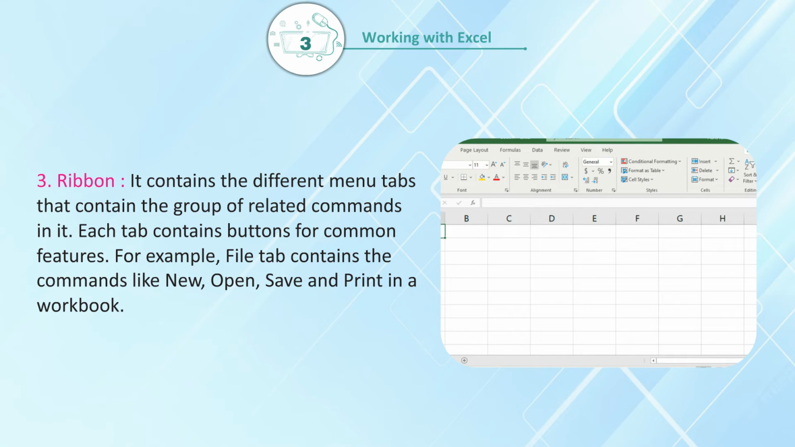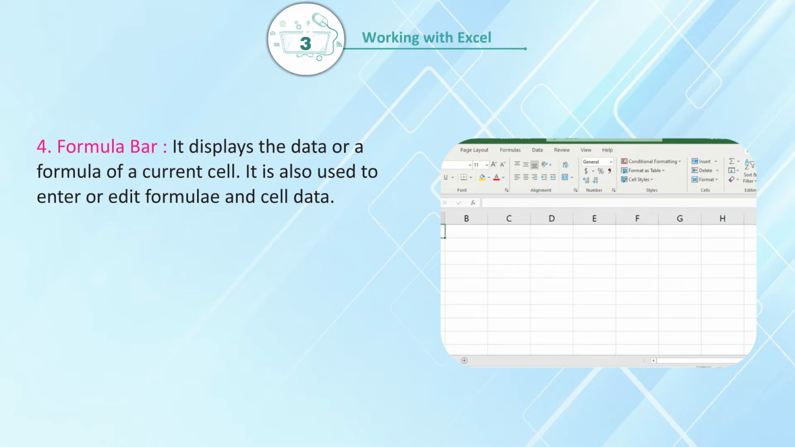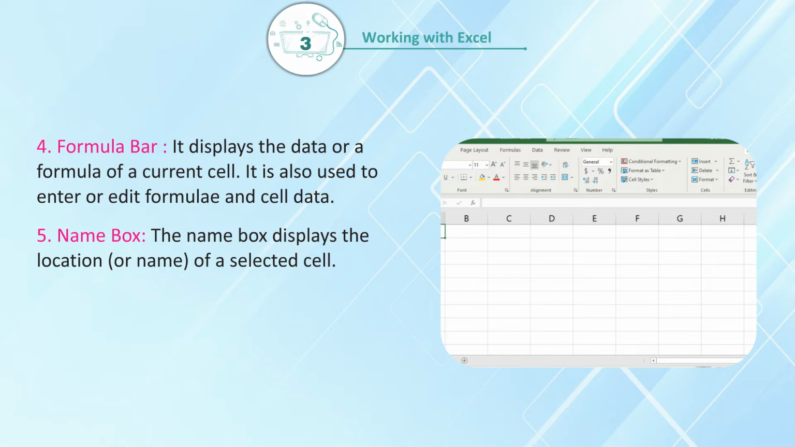Ribbon. It contains the different menu tabs that contain the group of related commands in it. Each tab contains buttons for common features. For example, File tab contains the commands like New, Open, Save, and Print in a workbook. Formula bar. It displays the data or a formula of a current cell. It is also used to enter or edit formula or cell data. Name box. The name box displays the location or name of a selected cell.